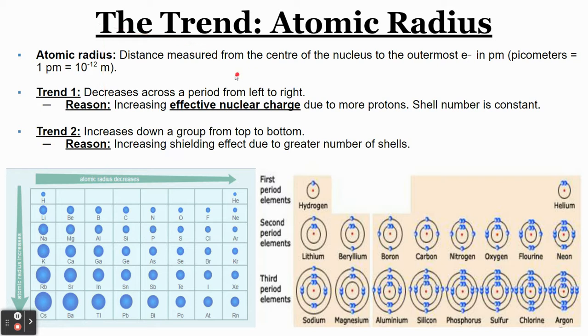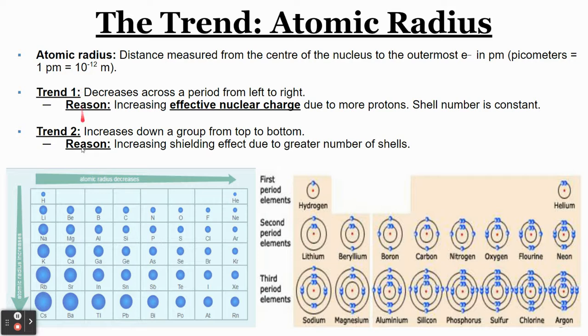So first of all, what is the atomic radius? It's the distance measured from the center of the nucleus to the outermost electron in picometers. And a picometer is 10 to the power of negative 12 meters, so a very, very small unit of measurement.